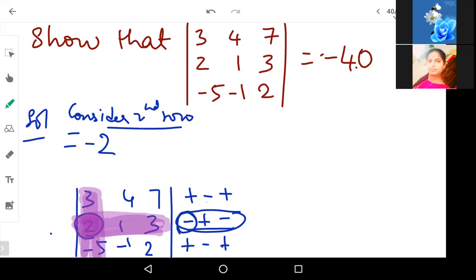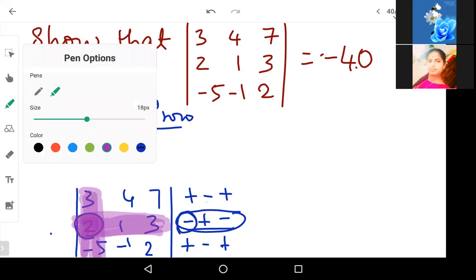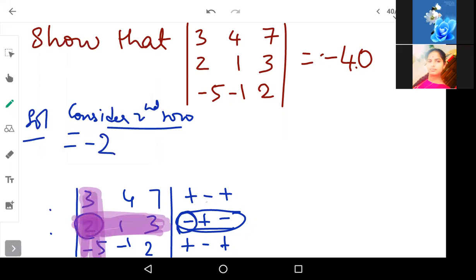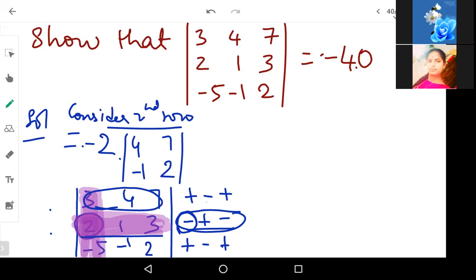Okay, now what are the numbers that are remaining? What is the minor for the second column? It will be 4, 7, minus 1 and 2. Did you understand this? Now before we were considering only the first column and doing the problem, right? Now we are considering the second column and doing the problem like how we did for the first one. Did you all understand this part?